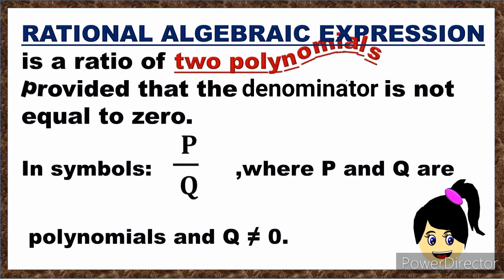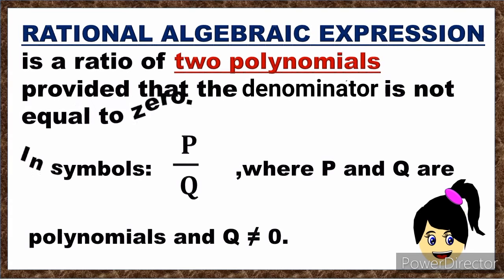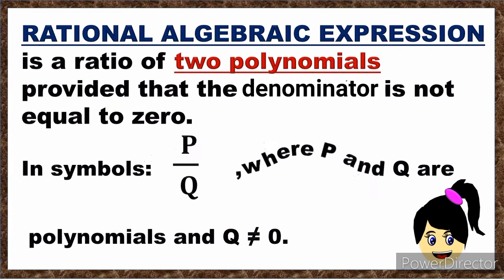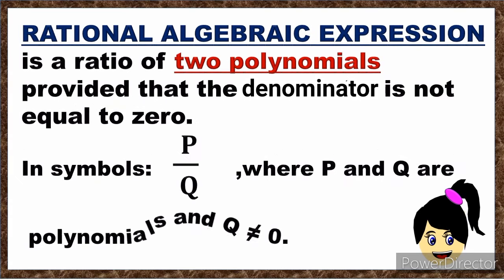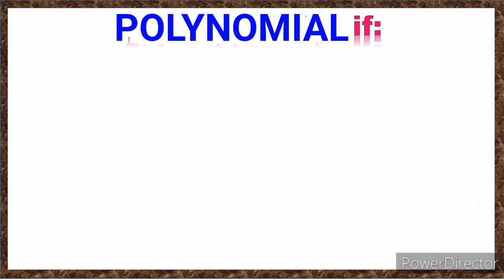It is a ratio of two polynomials provided that the denominator is not equal to 0. In symbols, we have P over Q, where P and Q are polynomials and Q is not equal to 0. So, okay, in short, rational algebraic expression, ito yung dalawang polynomials na nag-form ng fraction. Isa sa numerator, isa sa denominator. Basta yung denominator niya is not equal to 0.